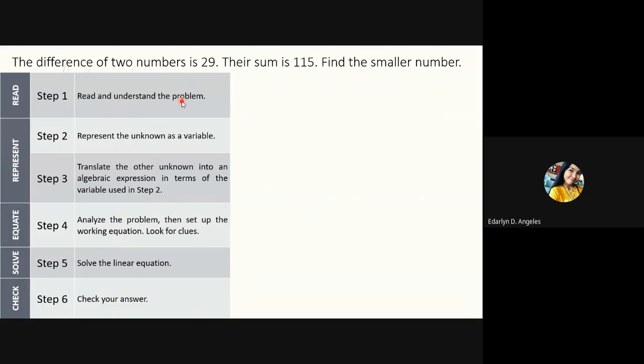So we have here in the problem, difference of two numbers, meaning to say when we subtract a smaller number from a larger number, the result is 29. Another, the sum is 115. Sum meaning to say if we add two or more numbers, the larger and the smaller number, the sum or the result would be 115.